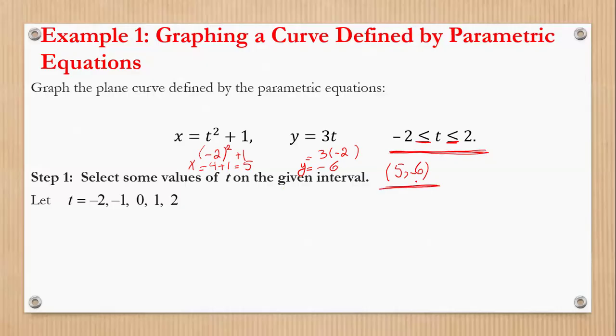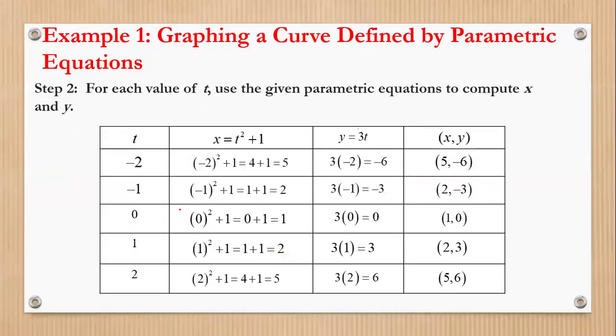So we have to repeat all these steps for all of the values of t: for -2, for -1, for 0, for 1, and for 2, and you can see them all in this table. If we replace -2 for t in both equations, we get 5 and -6 for x and y. If we replace -1, we get 2 and -3. If we replace 0, we get 1 and 0. Replace 1, we get 2 and 3. And if we replace 2, we get 5 and 6. Then in the coordinate plane, we start plotting these points and then connect them to each other.